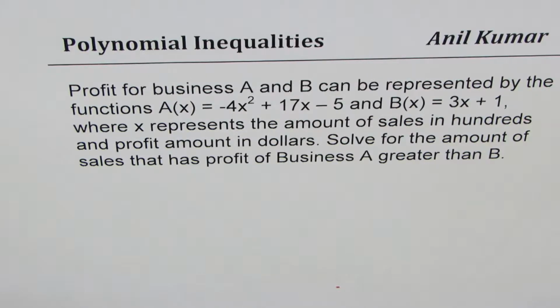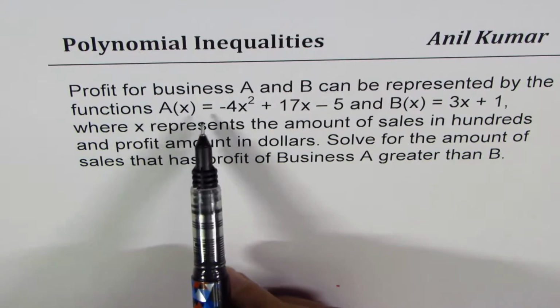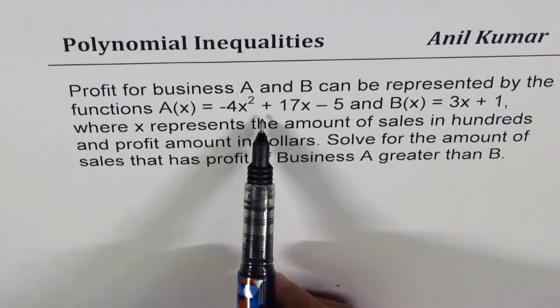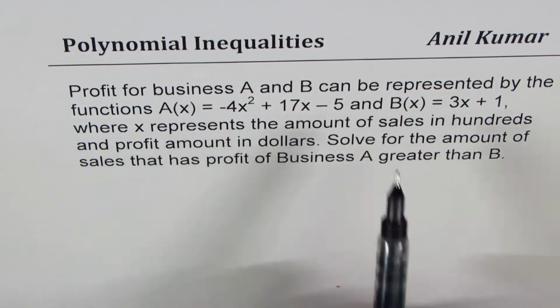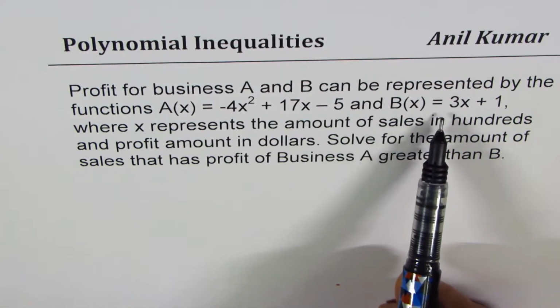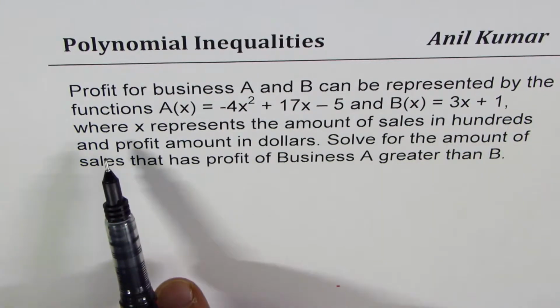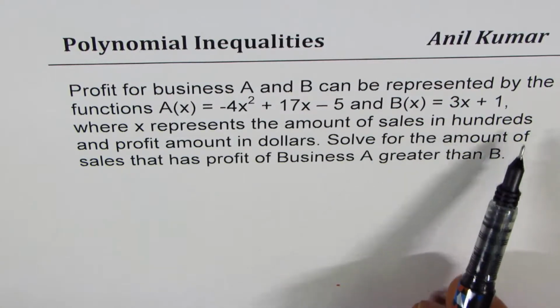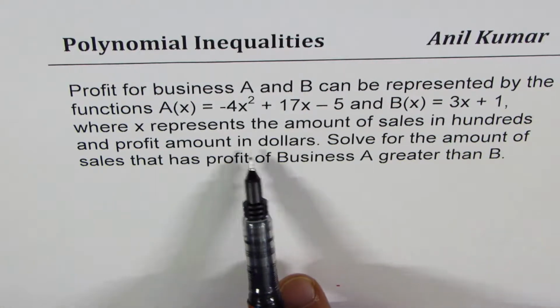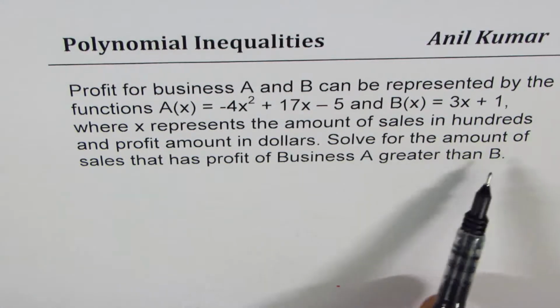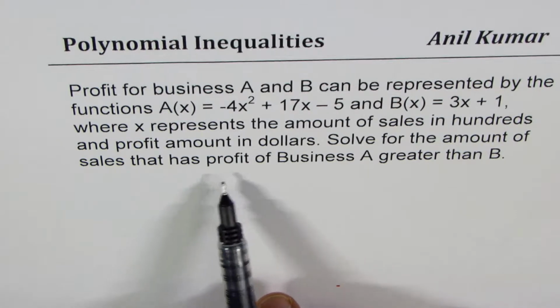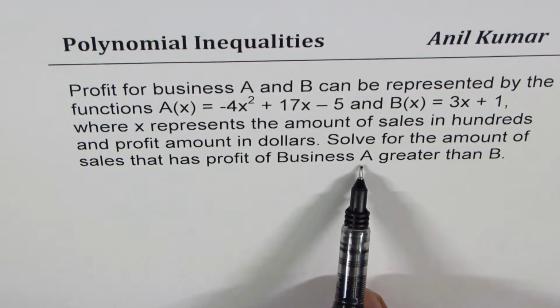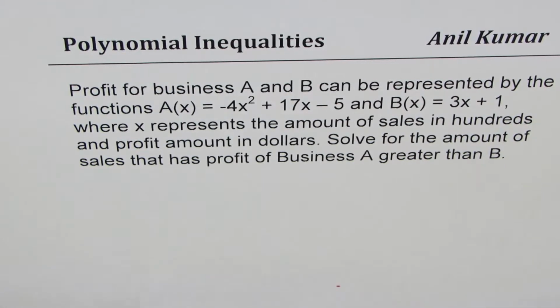The question here is, profit for business A and B can be represented by the functions a(x) equals minus 4x squared plus 17x minus 5 and b(x) equals 3x plus 1, where x represents the amount of sales in hundreds and profit amount in dollars. Solve for the amount of sales that has profit of business A greater than B.